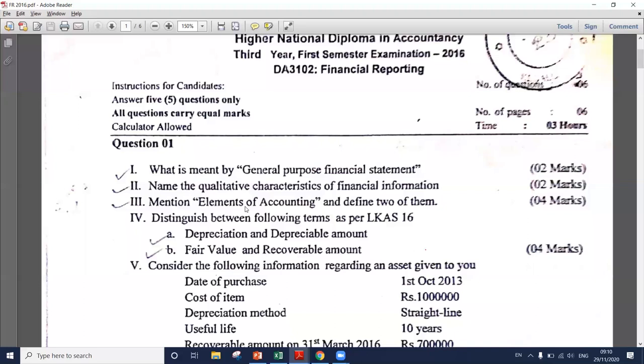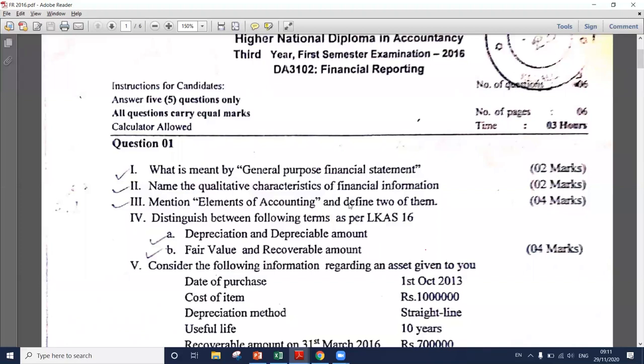For example, assets. How can we define assets? A present economic resource controlled by the entity as a result of past events. The ideas of present economic resource, control, and past event are important. That understanding is important. Liability is defined as a present obligation to transfer an economic resource as a result of past events.